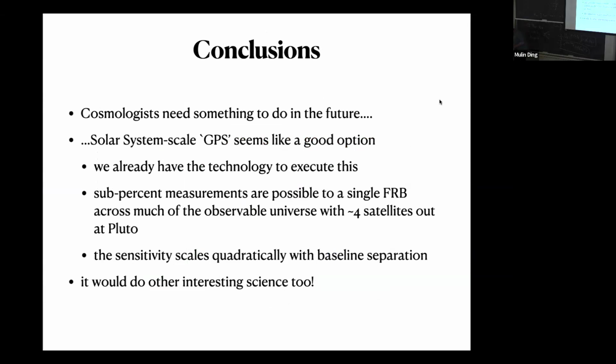Okay, let me just go through the conclusions quickly, and I'll take questions. I feel like it's not that crazy. I feel like we have the technology to execute this if we want to. Even with a single FRB, sub-percent measurements seem potentially possible. And if we want to be even crazier, the sensitivity scales with baseline separation squared, since the curvature delay is quadratic in the separation. But not only that, I think there's other interesting science this will do too.